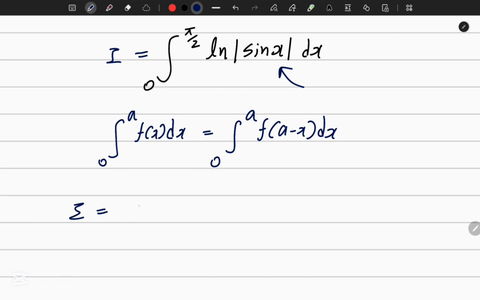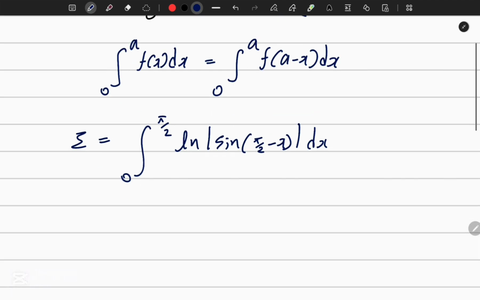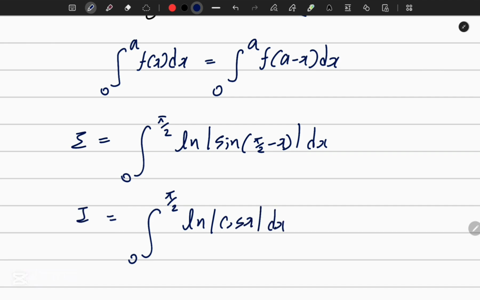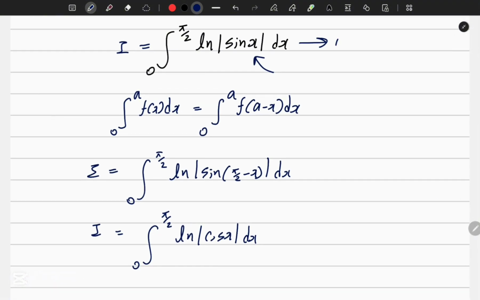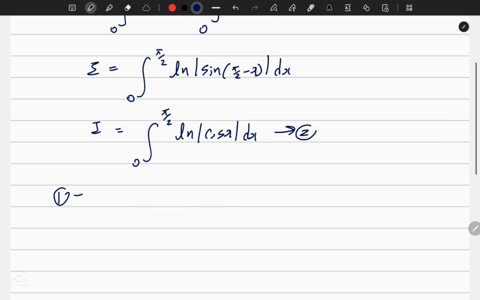So I can write I as the integral from 0 to π/2 of ln sin, where x is replaced by π/2 minus x, dx. We know that sin(90 minus x) is cos x, so this is the integral from 0 to π/2 of ln cos x dx, which is also I. So I have now two relationships: this is the first one, this is the second one. I'm going to add them together.